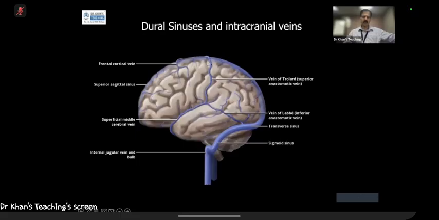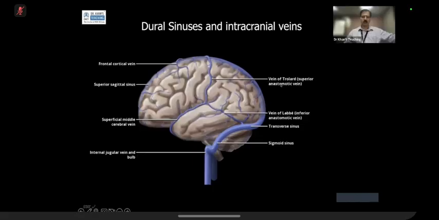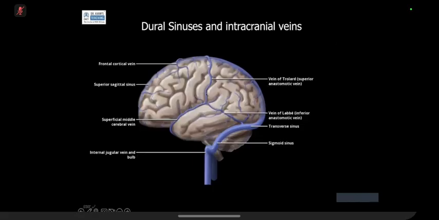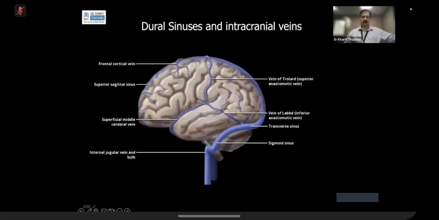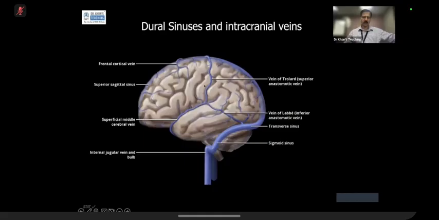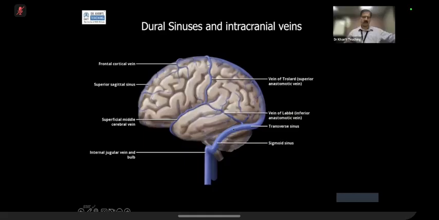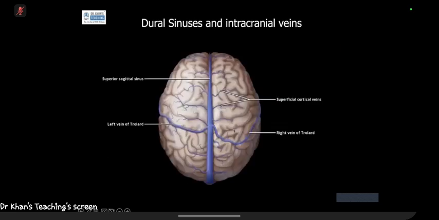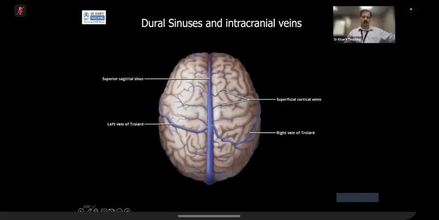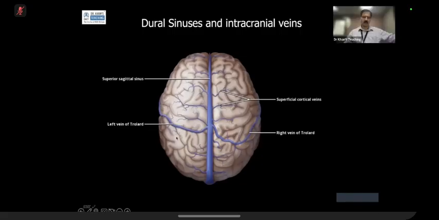There are too many variations, so nobody labels them on any scan. But just to give you an idea, this vein here is known as the vein of Trolard, the superior anastomotic vein. This one here is the vein of Labbe, the inferior anastomotic vein. This one is the superficial middle cerebral vein. So don't think that you will see them like this in each and every case, there will be variations.